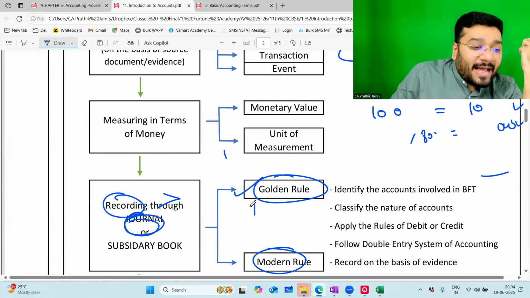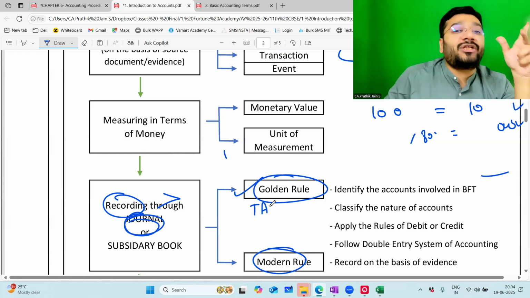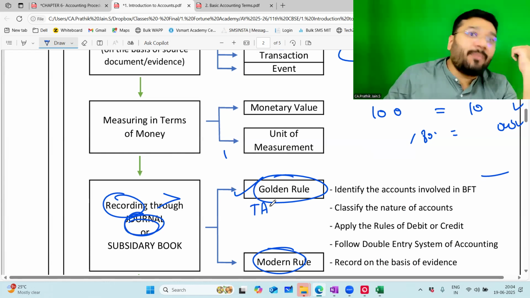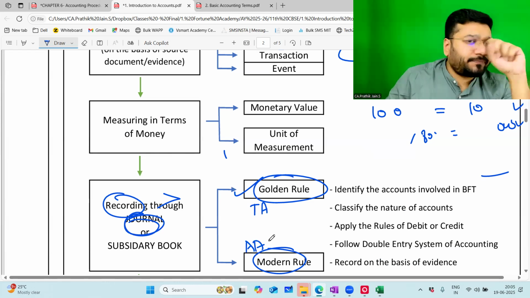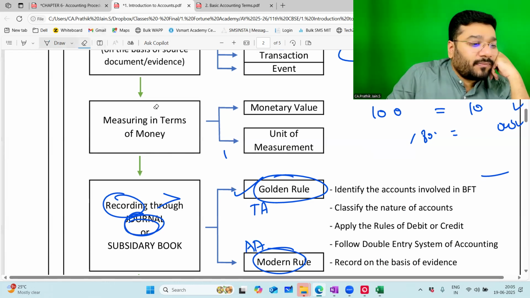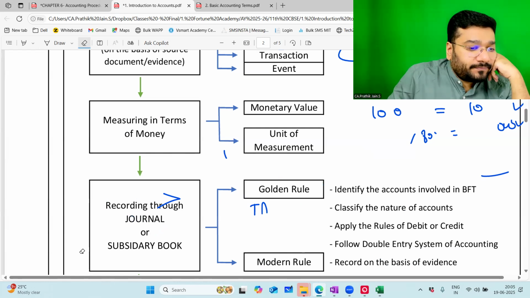Golden rule is also called the traditional approach. Traditional approach. The name itself says what? Olden approach. And modern rule is called the American approach. American approach. Any problem? Online people, any problem? No, sir.